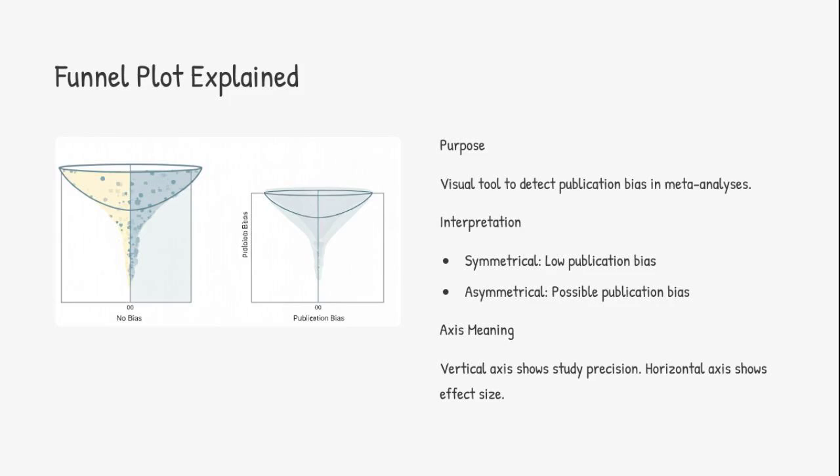Is there bias? The funnel plot helps us find out. If the plot looks symmetrical, you're safe. If not, publication bias may be distorting the conclusions. It's a vital checkpoint for any credible meta-analysis.